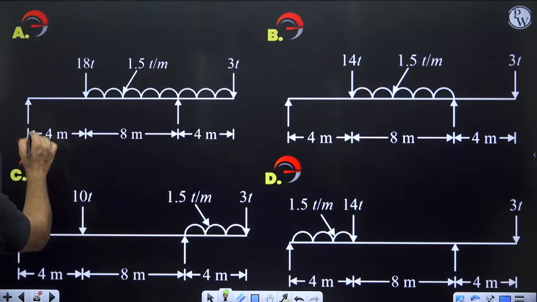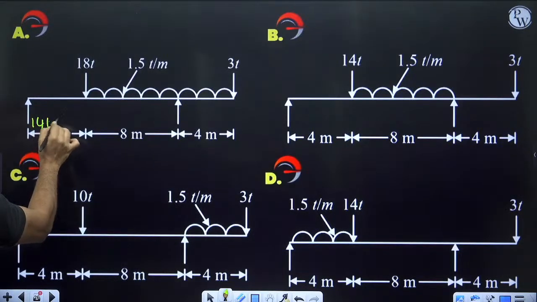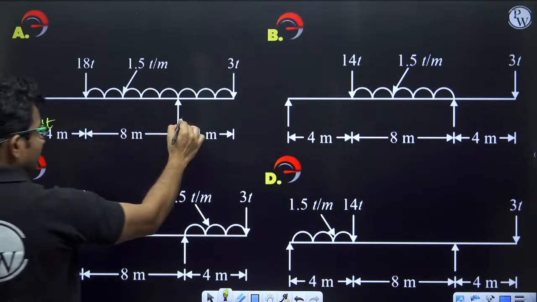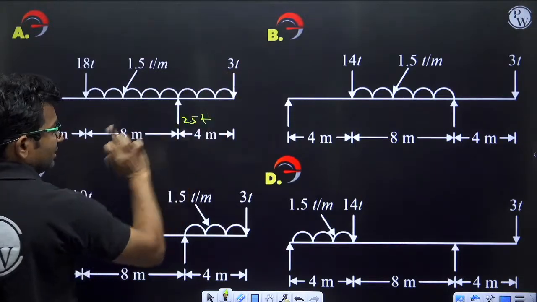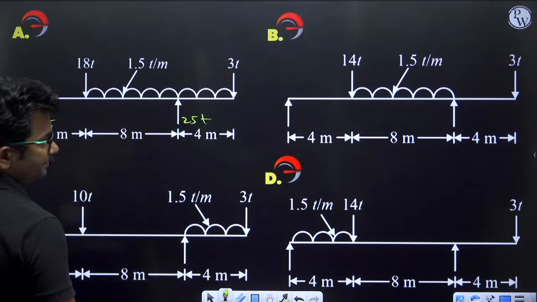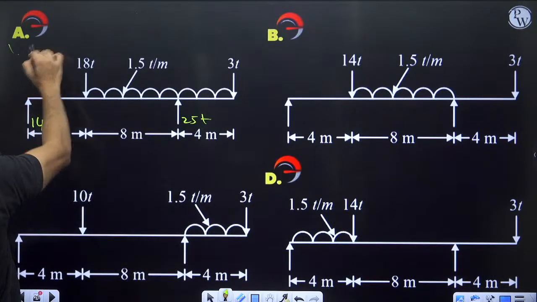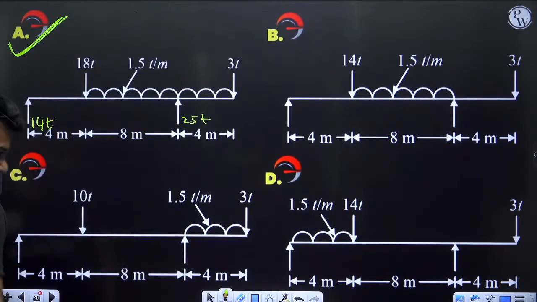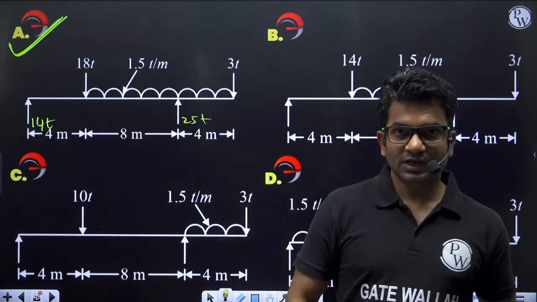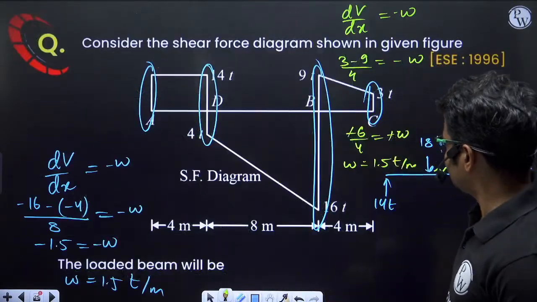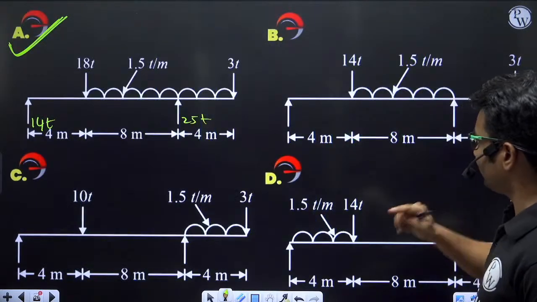So here it will be 14 ton, here will be 18 ton, here will be 25 ton, and here will be 1.5 ton per meter, 3 ton. Okay, so this is the correct answer. Option A is the correct answer. Now, no need of solving so much. We could have done it right away just by looking at the options. We could have eliminated the options.